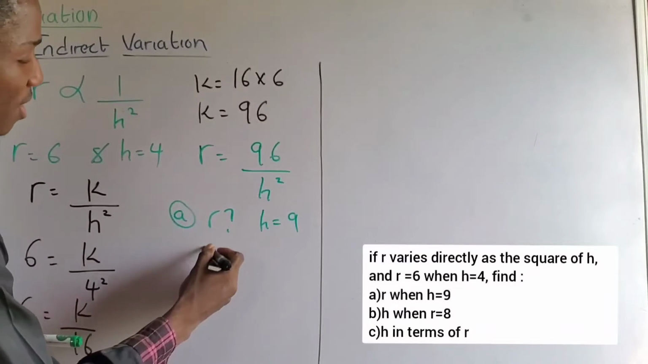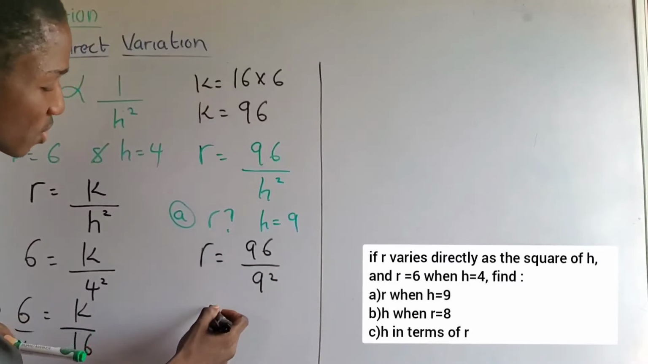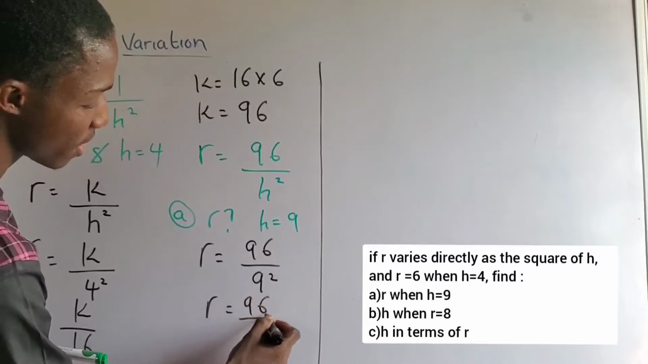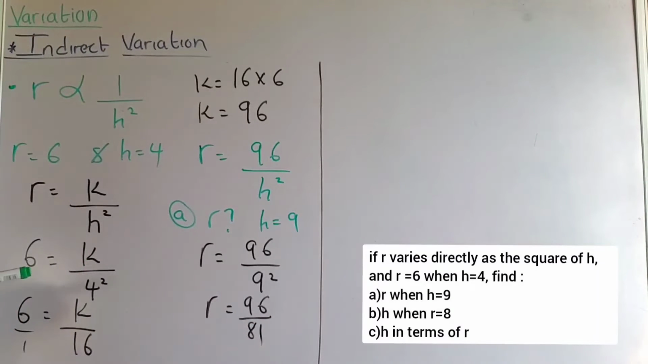So I'm going to have r equals 96 all over 9 squared, right? So r equals 96 all over 9 times 9, which is 81. So I'm going to have 96 over 81. Do you understand? Okay.